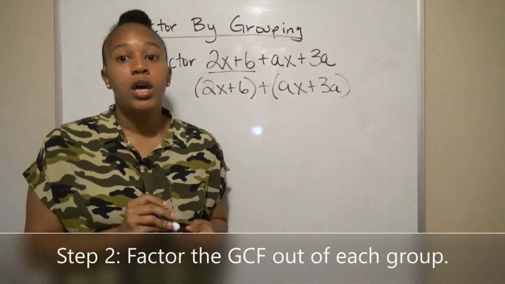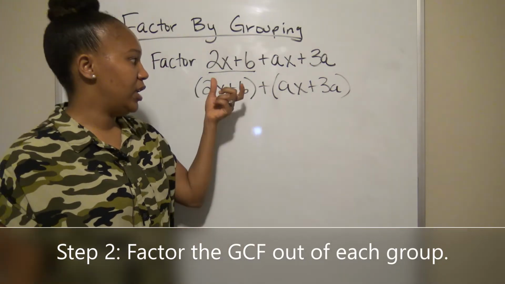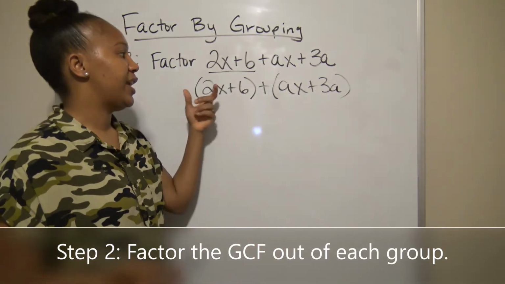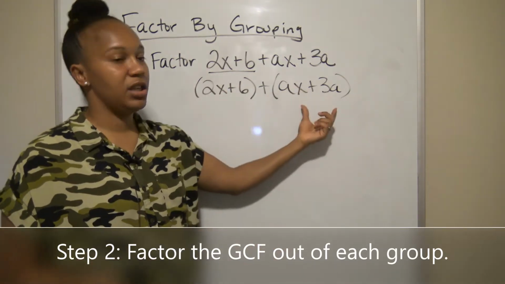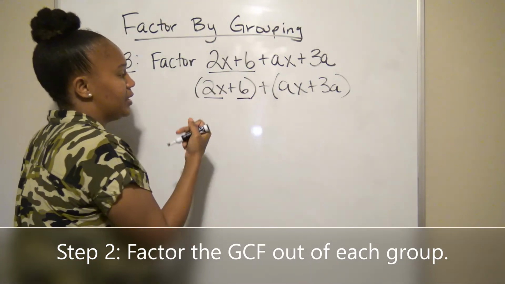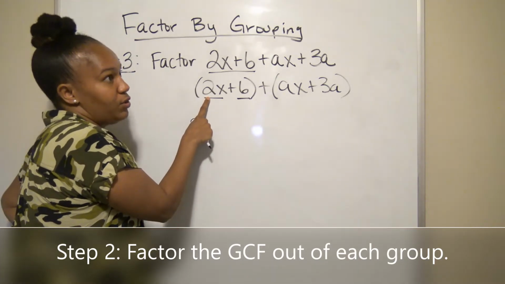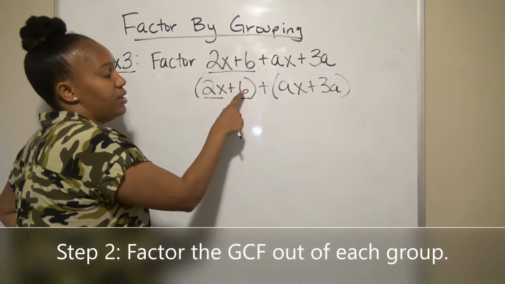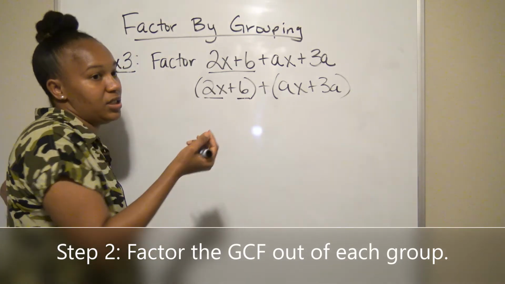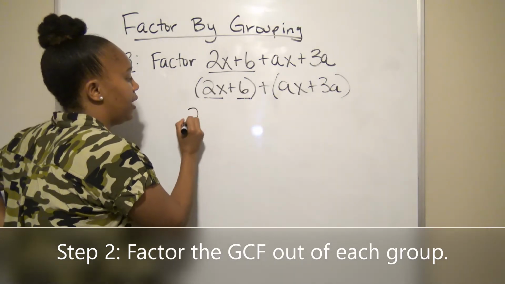All right, step 2. Step 2, what you want to do is factor out the GCF in each group. You've broken it down into two groups. Now you're going to take out the GCF for the first group and the GCF for the second group. All righty. So what is the GCF for 2x and 6? Well, 2 is prime, so the only factor of 2 is 2. So if 6 has a 2 in it, then that's what the GCF is. And 6 does. 6 is 2 times 3. So these have a 2 in common, so you want to pull out a 2.